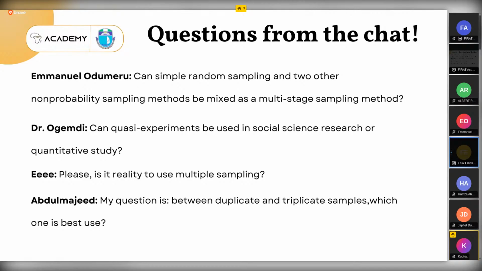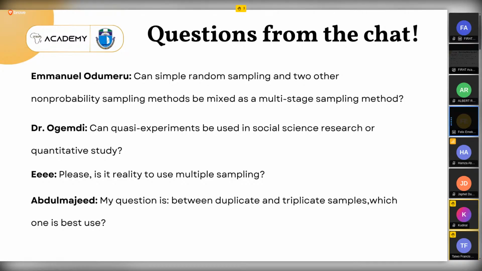The first one, from Emmanuel, says, can simple random sampling and two other non-probability sampling methods be mixed? No. Multi-stage is usually probability. I'm sorry, I didn't make that clear. When you say multi-stage sampling, it's based on three or more probability sampling methods. We don't usually have multi-stage for non-probability sampling. Multi-stage is for probability sampling only.